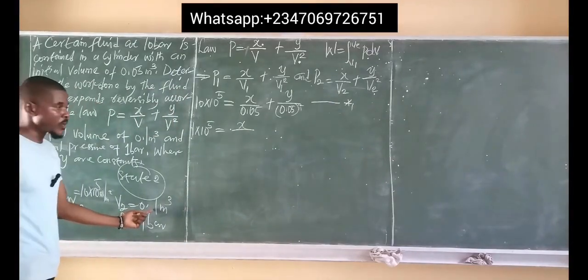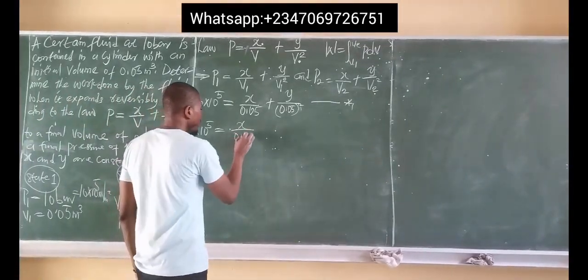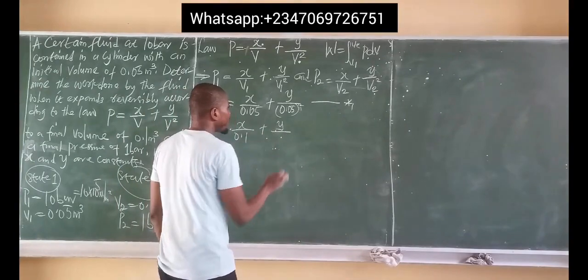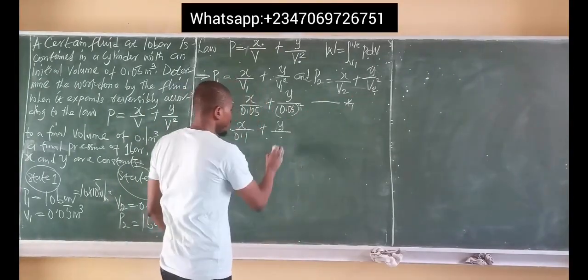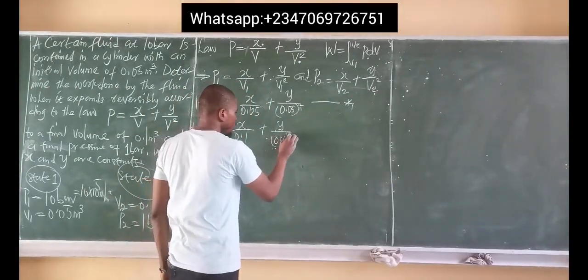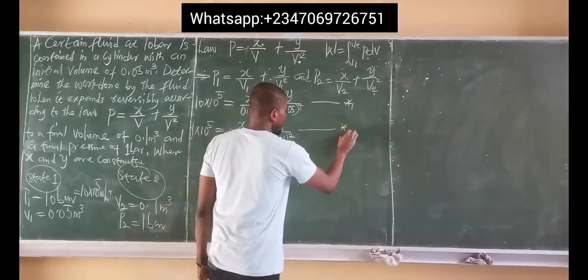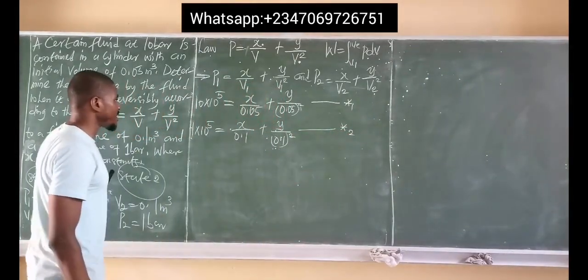V2 is given as 0.1. So this is x all over 0.1 plus y all over V2 squared. Okay, and V2 is also 0.1. Now you square. Call this equation star 2. So let's write this now.